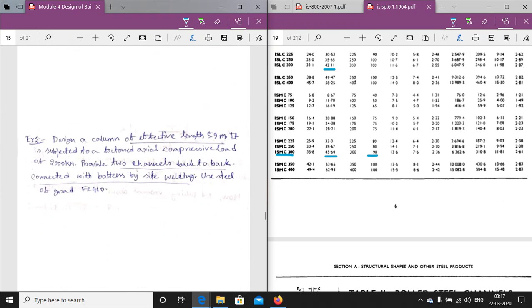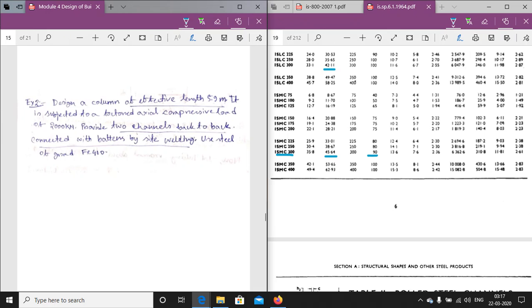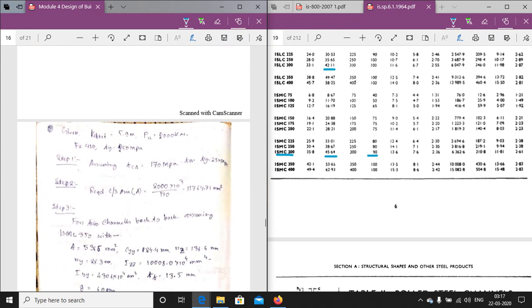Now coming to another math for the design of the batten plate. Here the effective length of the column, that is the K into L value, is given. 2000 kilonewton is the load, and channels are back to back, and side welding is used. So a welded connection is used. First all the properties are written. L effective, Fy, so step 1.